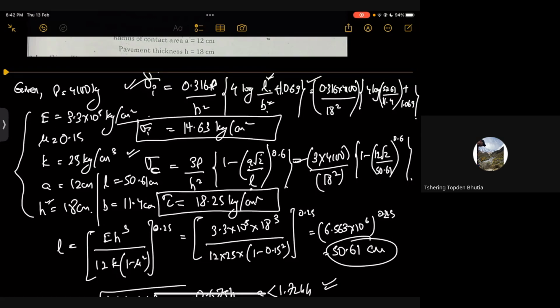Okay. So these are the two values that you will get at the end.